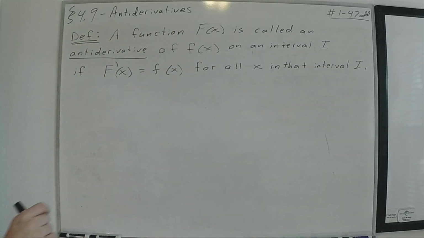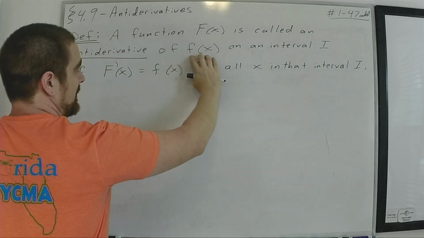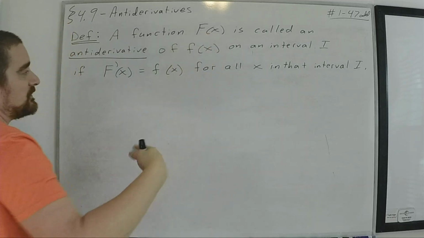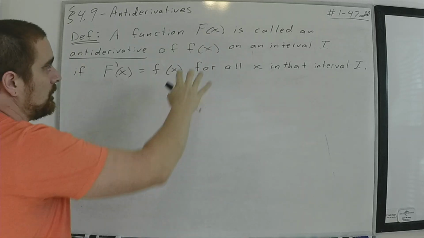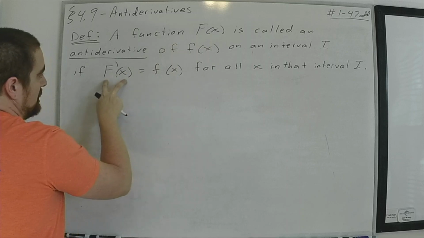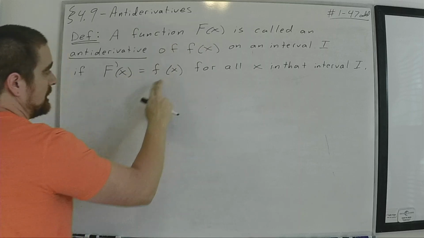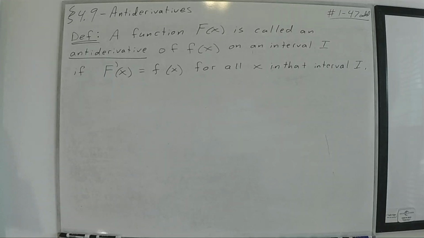So there is this function that we have when we find its antiderivative. We just need to label it something different. We call it capital F of x. If I differentiate that capital F of x to get capital F prime of x, I should get back to my original function, f of x.